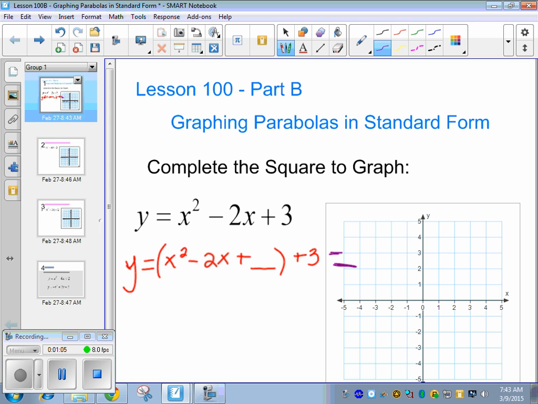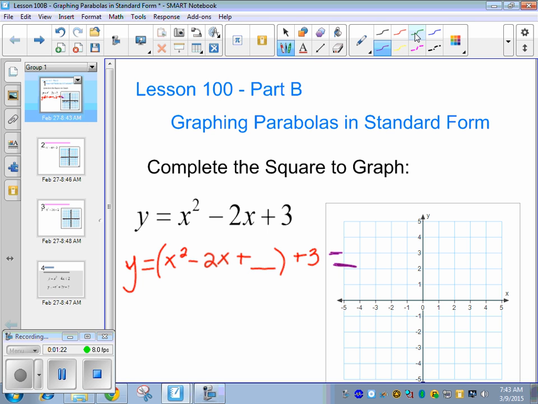The difference is last time we added to each side of the equation, right? This time we're adding to one side and subtracting from one side. So it's all from the same side, so we're still not changing the value of the equation, okay? So we complete the square exactly how we did before.